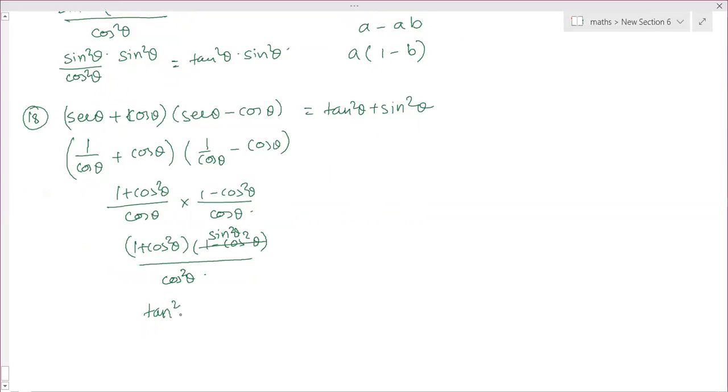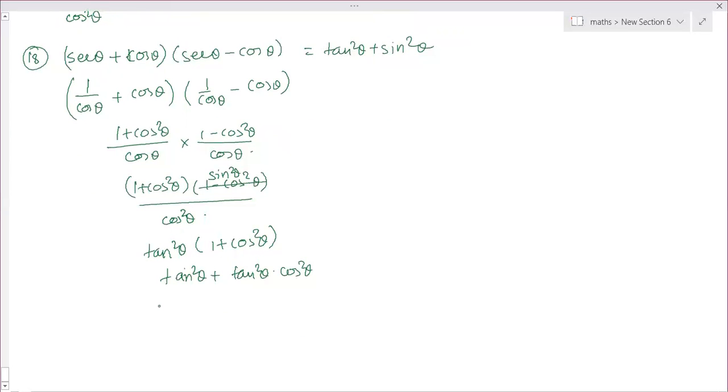Tan square theta into 1 plus cos square theta. Multiply inside. So it is tan square theta plus tan square theta into cos square theta. Now write tan as sine by cos: sine square theta by cos square theta into cos square theta. So this gets cancelled. Tan square theta plus sine square theta.